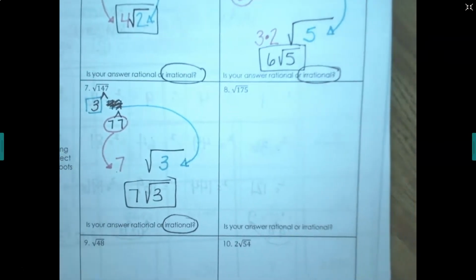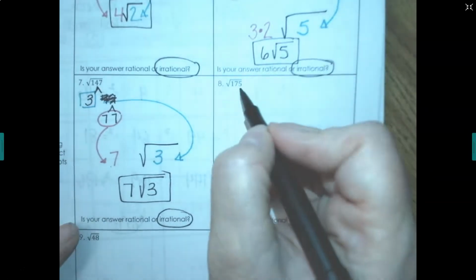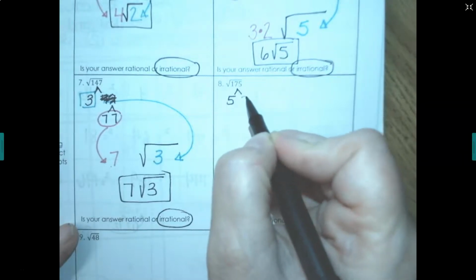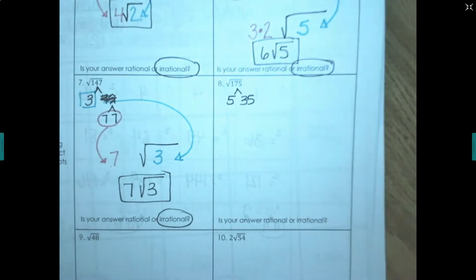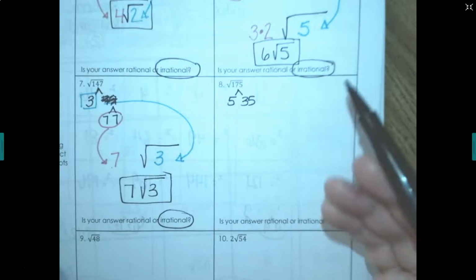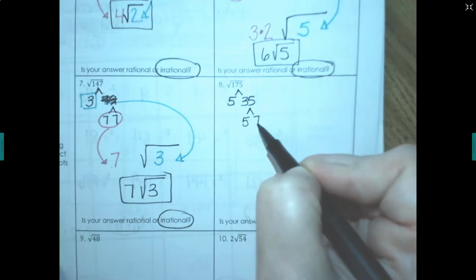Okay, let's keep trying. Practice makes perfect. So the square root of 175, I found a pair for us that can work to break us down. A factor pair, we have 5 times 35. I picked 5 because I noticed it ended in a 5, so I figured that would work. 5 is prime and will not break down again, but 35 can be rewritten as 5 times 7.